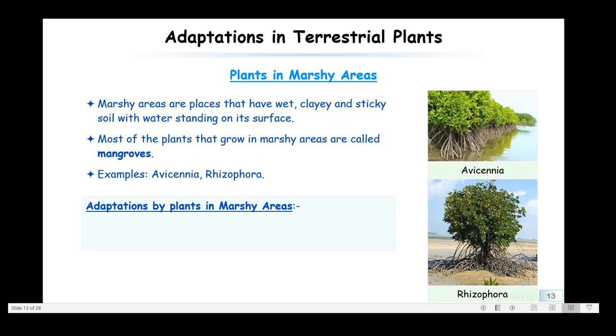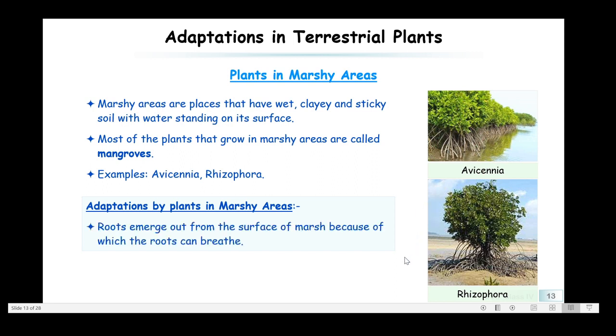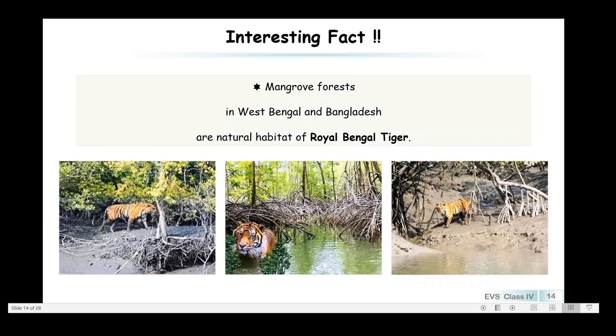Let us see what adaptations are shown by these plants. If you look at these plants, can you see these roots? Yes, these roots come out of the soil for breathing, right? So roots emerge out from the surface of marsh because of which the roots can breathe, and these are also called breathing roots, right?